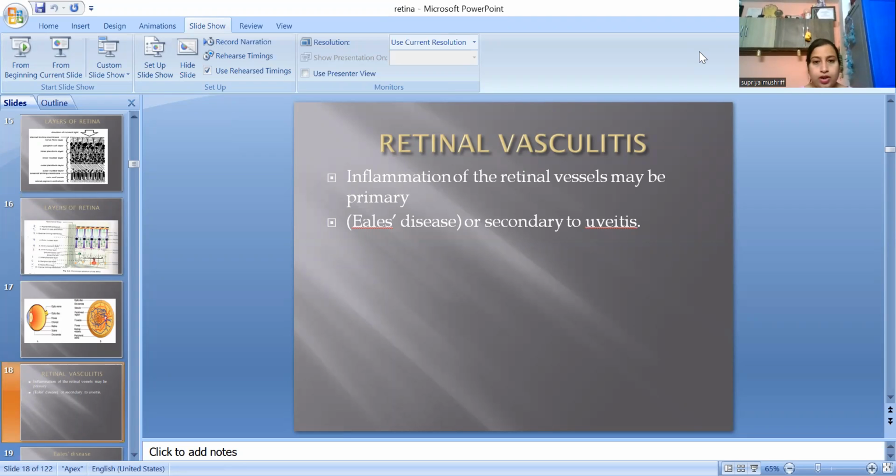Now what is retinal vasculitis? As the name suggests, retinal vasculitis is inflammation of retinal vessels, which may be primarily due to Eales disease. What is Eales disease? We will get to know in my upcoming slide, or it can be secondary to any uveitis. Eales disease is a very important part of your UG curriculum course of eye, and it can also come in your theory examination, in your PG examination as an MCQ.